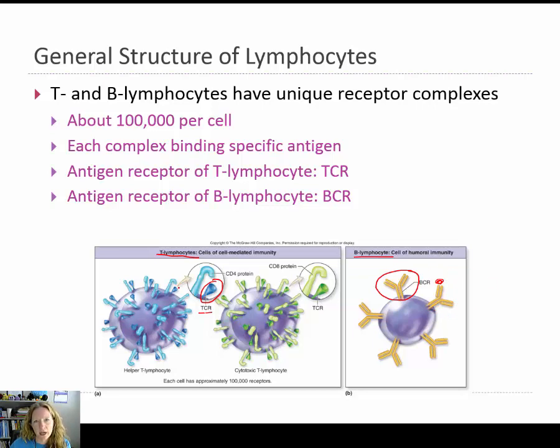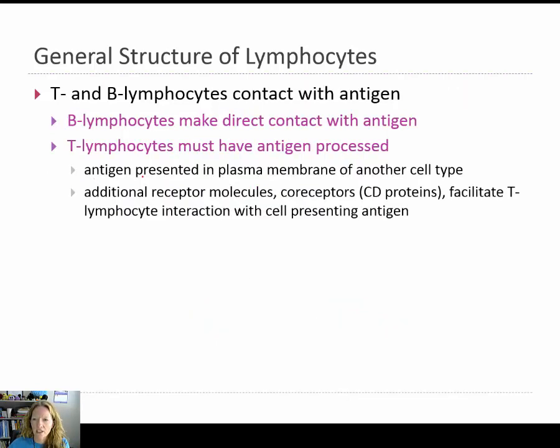T cells are a little bit different. It's like they can't see the antigens and they need a little bit of help for them to see antigens. So their antigen has to be processed and it has to be presented to them in this nice fancy little way. So we'll go through this whole antigen processing and things like that.